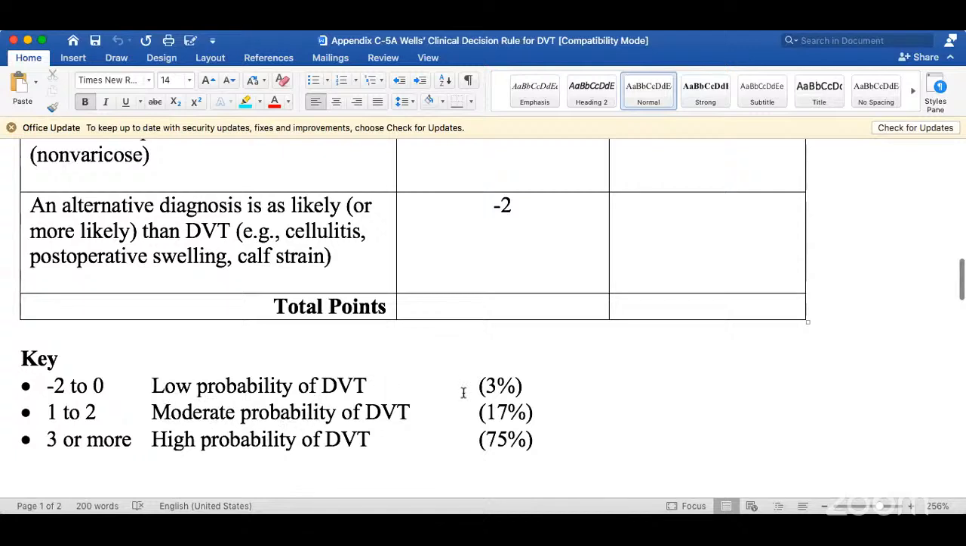Low probability, you know, it's like when you think there is likelihood of an alternative diagnosis, not the DVT, and therefore you are now looking at that diagnosis.